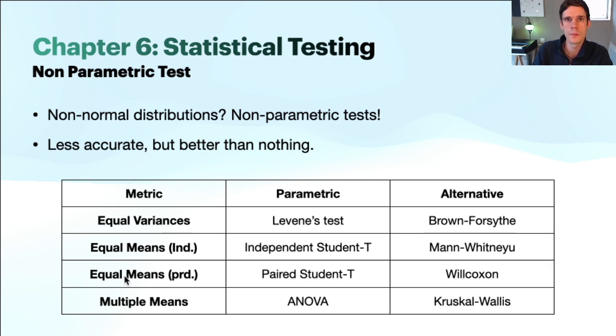For equal means with paired populations, we have the paired student t-test, and the alternative is the Wilcoxon test. And then if you want to test the means of multiple populations, you had the ANOVA test for the parametric case, the analysis of variances, and the alternative will be the Kruskal-Wallis test. Now, fortunately, in the same way that these parametric tests were all easily computed in Python with just one line of code, the alternative tests will be equally easy to compute, also with just one line of code. So let's now see how this is done in practice.